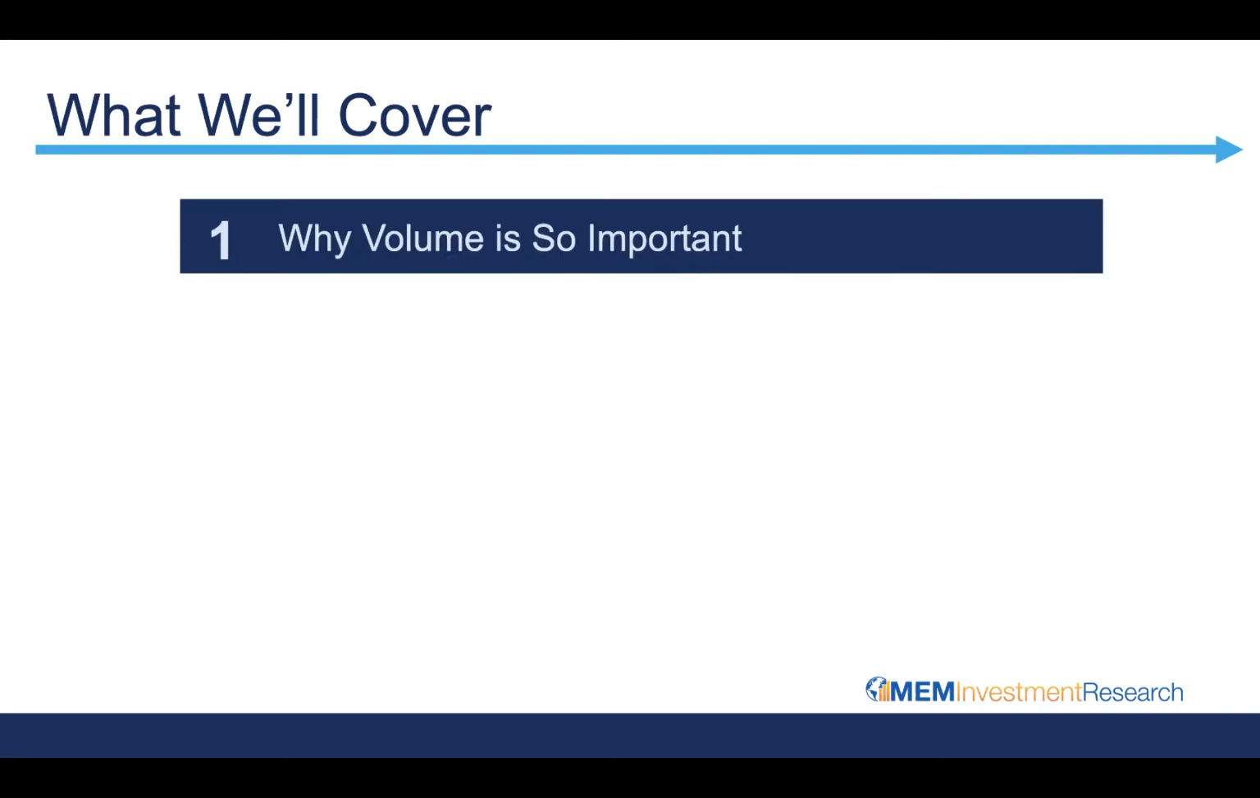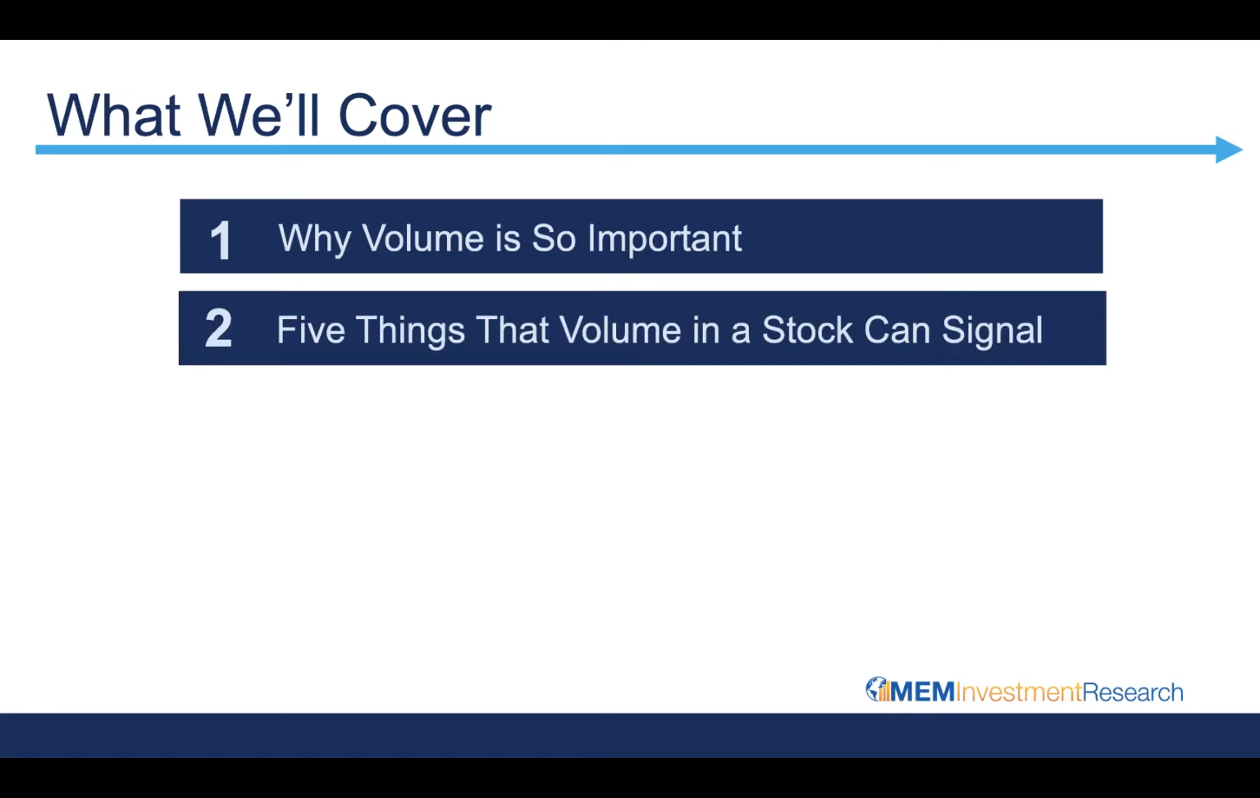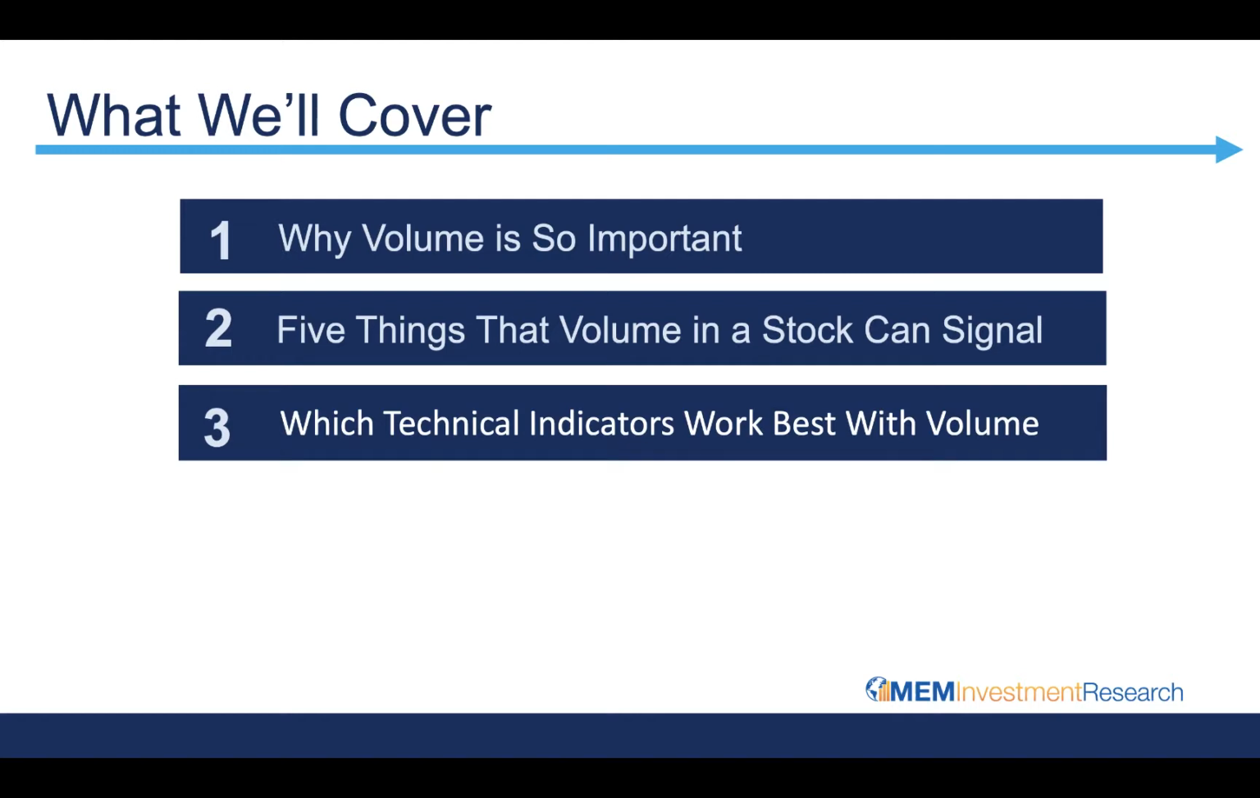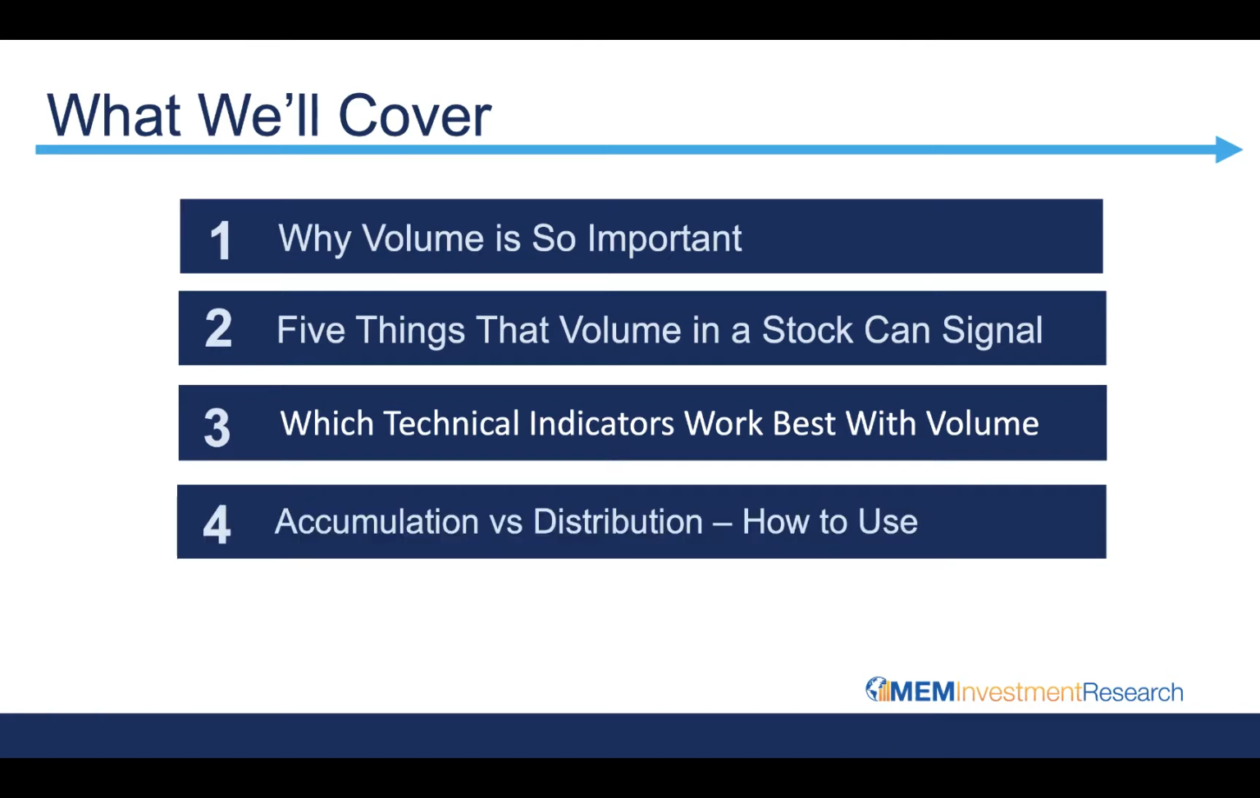Let's get started. I'll share with you now what we are going to be covering today. First up is why volume is so important. We're also going to get into 5 items that higher volume in a stock can signal as far as the future trading action for that stock. Also, there are certain technical indicators that I have found over my many years that work really well when you're screening for stocks that are trading with high volume. Also, we're going to be looking at stocks under accumulation versus stocks under distribution, and how this volume, as well as other key characteristics, can really help you define what is taking place.